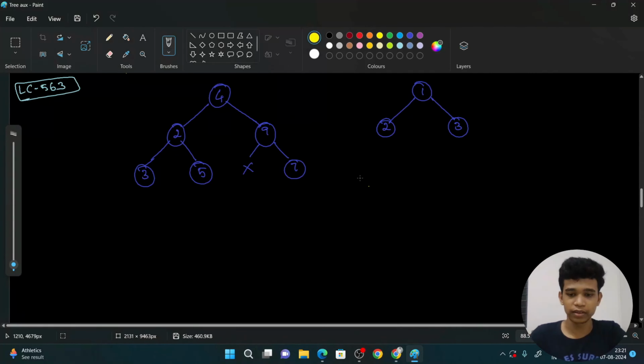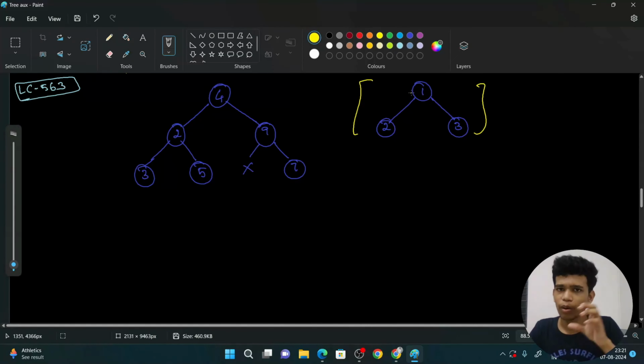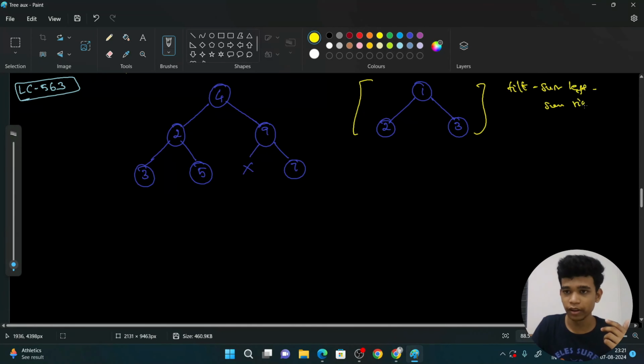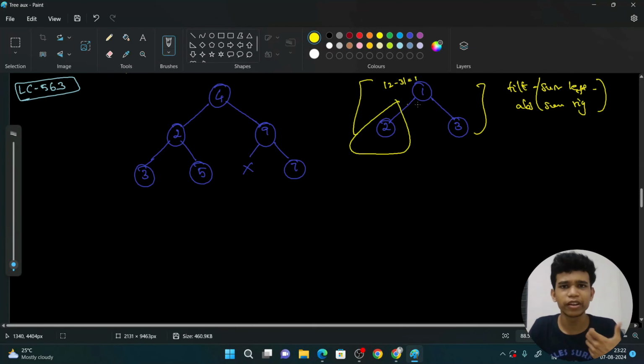So let us take this example to understand what they are asking in this question. First of all, for each node, we want to find a tilt value, right? What is the tilt value? I can say the tilt value of that node is the sum of the left subtree minus the sum of the right subtree, and we want to take the absolute difference between them. Now, for this one, I should take the modulo of 2 minus 3, which is equal to 1. So the absolute difference would be 1. Because what is the sum of the left subtree? It is 2. What is the sum of the right subtree? It is 3. That's it.